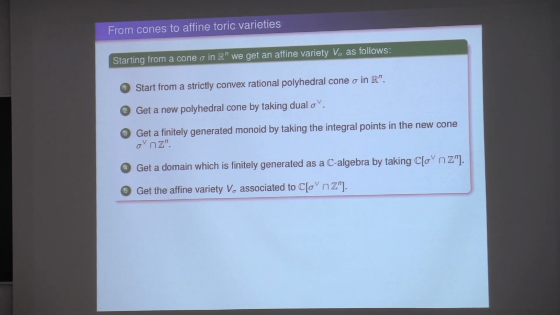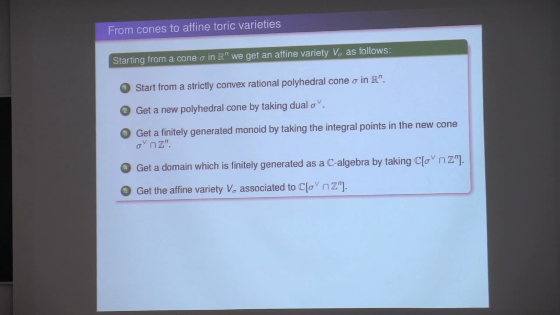Okay, then starting from one of these nice cones, so polyhedral cone, it has a finite set of generators, rational, meaning I take those generators with rational coordinates, or equivalently with integral coordinates because I can scale. That's our first step, like starting point.